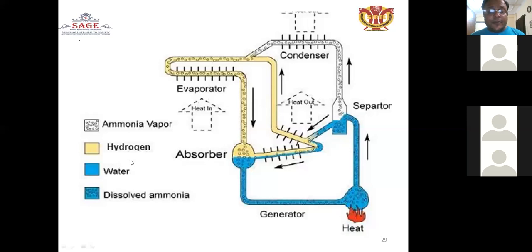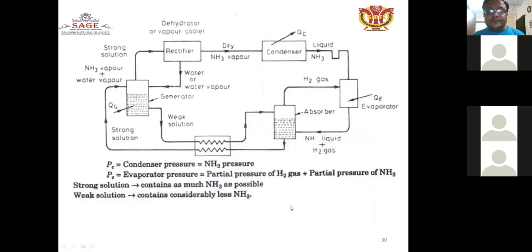This is the ammonia vapor, hydrogen, water, dissolved ammonia. This is a circuit diagram whose working was already discussed in the previous slides. This is a mass and enthalpy diagram and another type of circuit which is used with ammonia vapor refrigerant. This is called a simple VRS system, given here, where the heat is given, where the heat is going out, where the heat is absorbed. The picture is clear, so all the units are working properly.